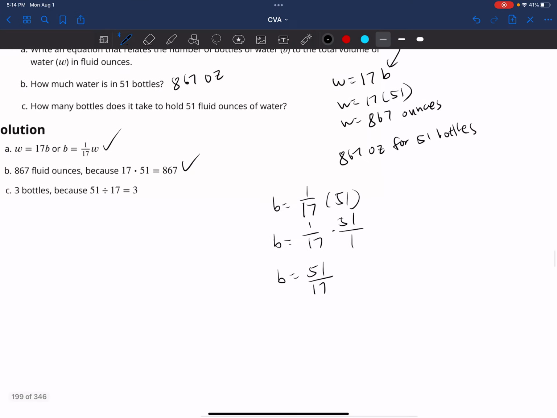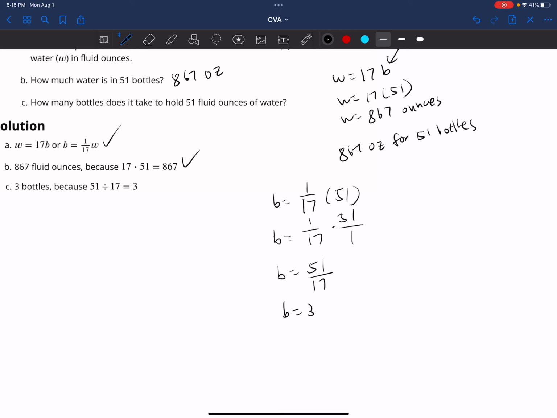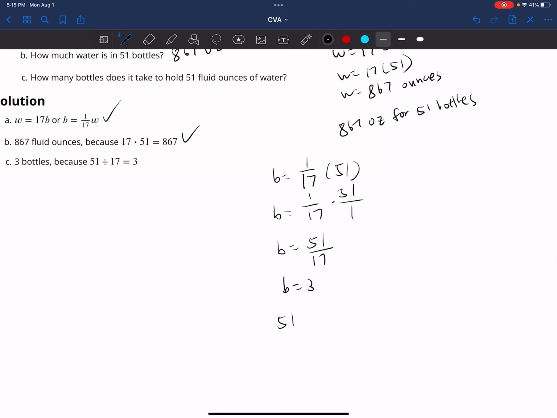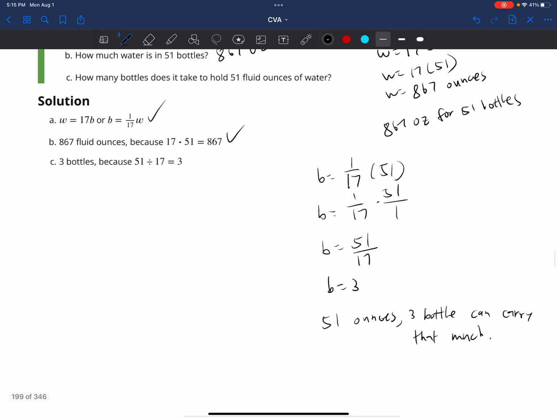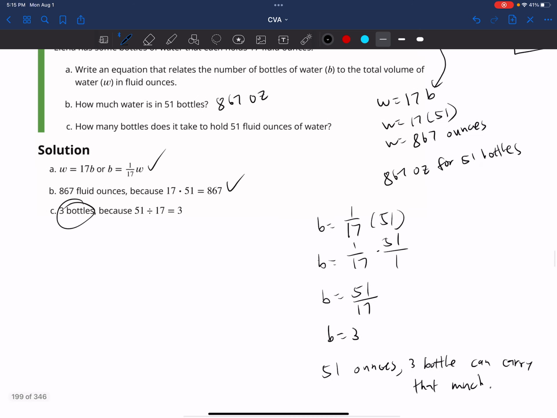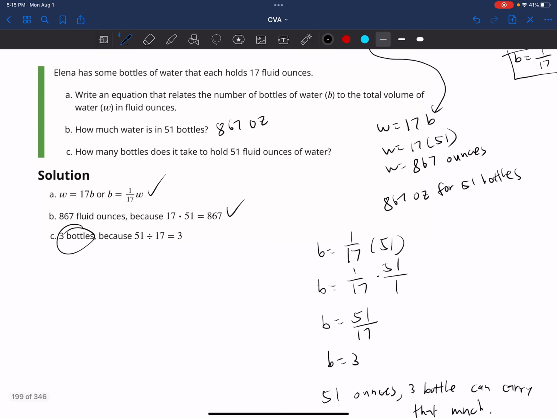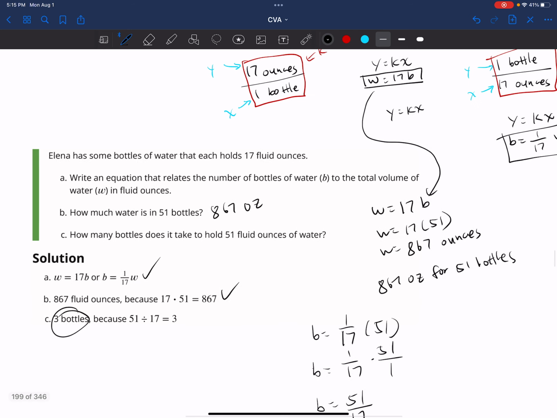So B is equal to 3, which means for 51 ounces, 3 bottles can carry that much. I think that's pretty cool. And right there, 3 bottles. And that is it for this quiz.